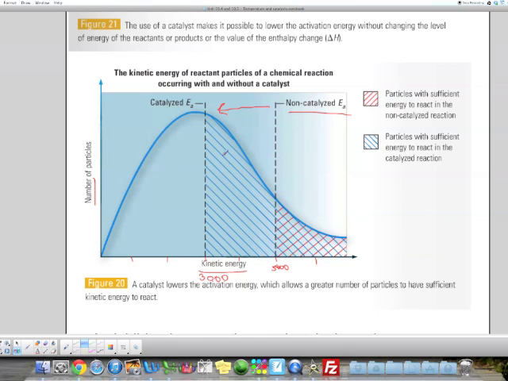So as you can see, there are many more particles that can react because the threshold, the activation energy, is much lower. And that's why we say that when we add a catalyst, because the catalyst lowers the activation energy, more particles can react, and it speeds up the reaction. It increases the speed of a reaction.